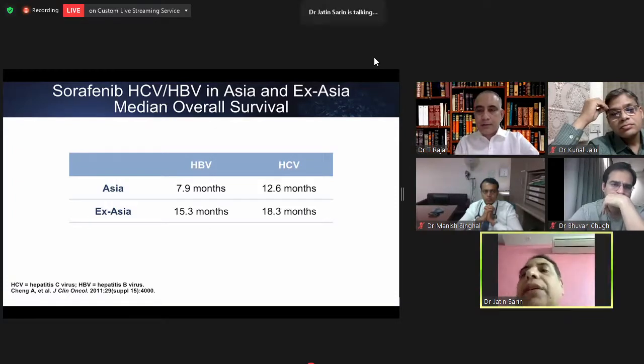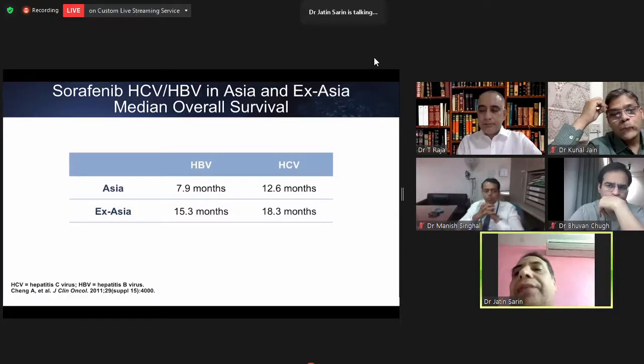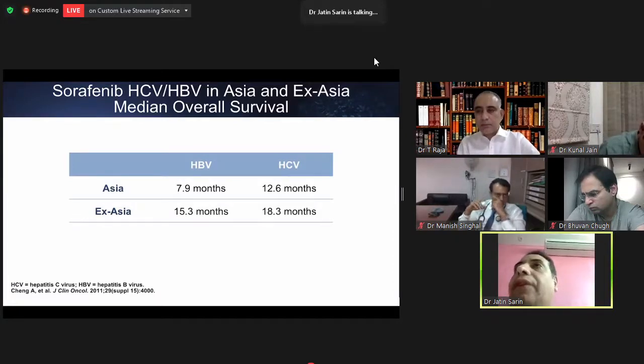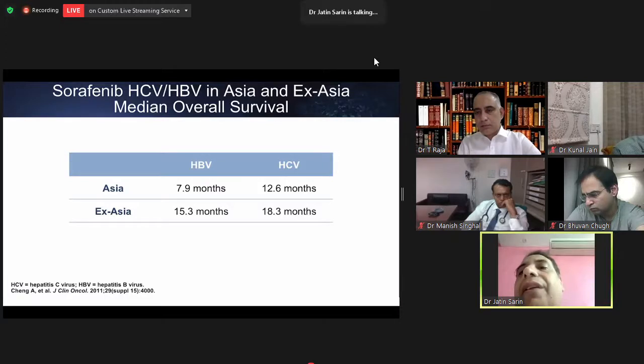Well, there are always racial differences in TKI usage, and sorafenib has always stood the test of time. I simply cannot write it off because a major chunk of the population still takes sorafenib, and it is a drug which can be used in Child-Pugh B also. If you compare lenvatinib, the data is mainly in Child-Pugh A, but if you use lenvatinib in Child-Pugh B, there is some dent done, but actually it is lesser than sorafenib.